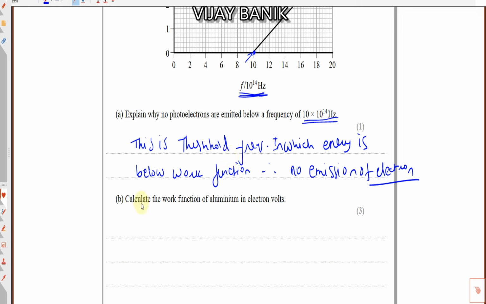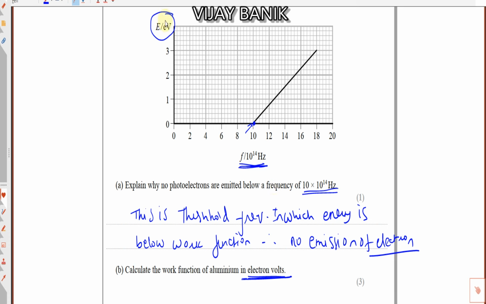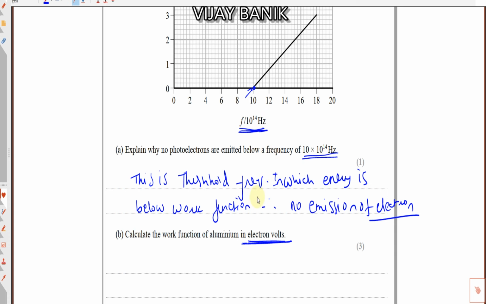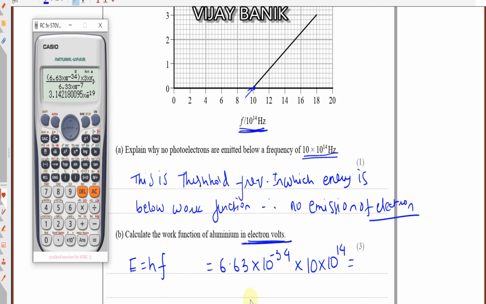Now, calculate the work function of aluminium in electron volt. The energy is also given to us in electron volt. Now we know the frequency, E is equal to hf, right? And at threshold frequency it is the work function. Remember, at threshold frequency only it is the work function. So h is 6.63 10 raised to minus 34 into the frequency, that is 10 into 10 to the power 14. Let's put this in the calculator. We'll get an answer, but the answer will be in joules, because when we use this formula, our answer always comes in joules.